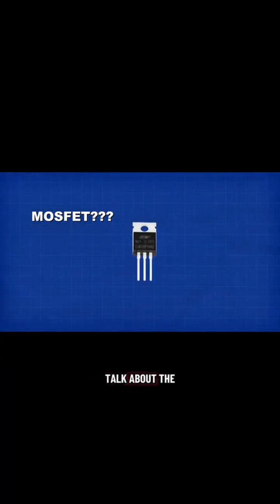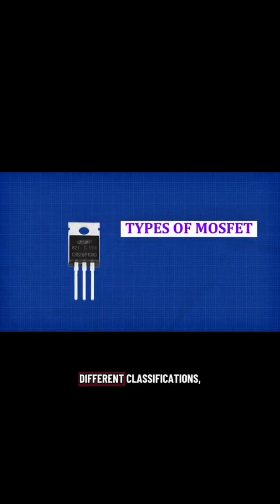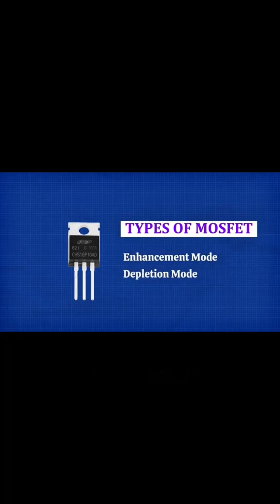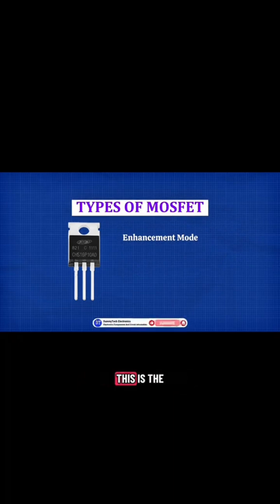Okay, now let's talk about the most common types of MOSFETs. Although there are different classifications, the 2 main operating modes you must understand as an electronics engineer are enhancement mode and depletion mode. Let's start with the most common one, enhancement mode, also called eMOSFET. This is the one you will use most of the time.